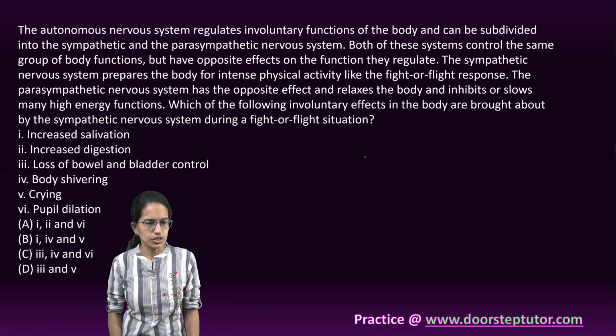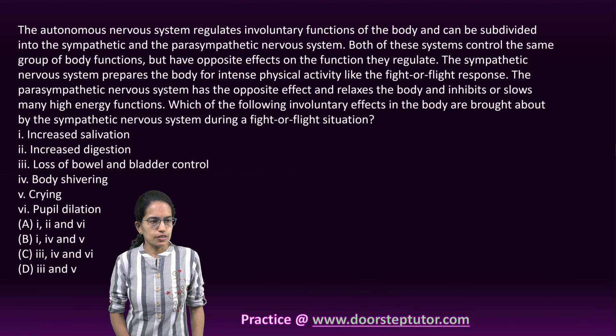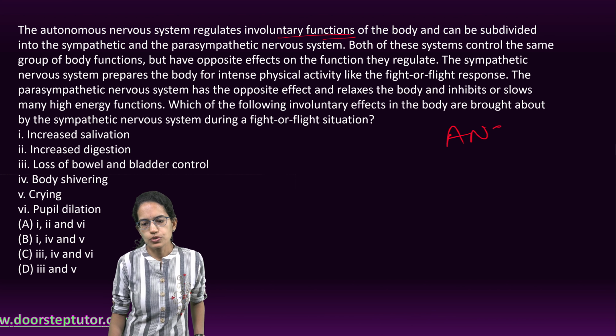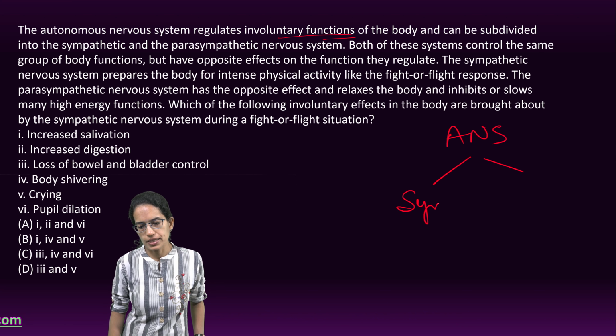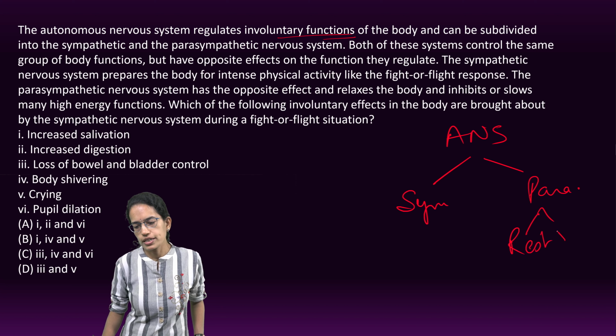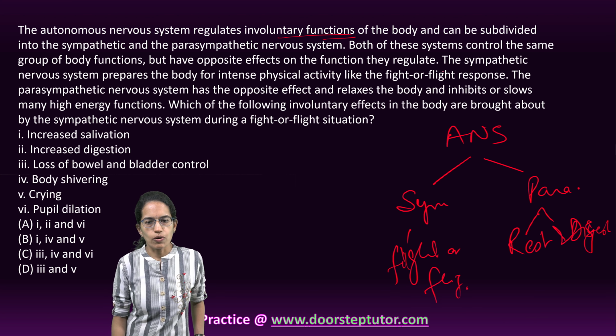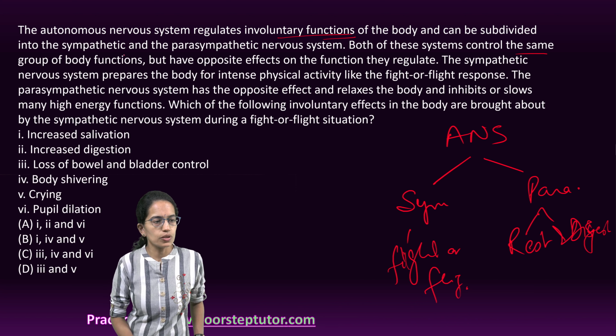Again a direct question. Now here, a very interesting question. The autonomic nervous system regulates involuntary functions of the body and can be divided into sympathetic and parasympathetic. The parasympathetic we call rest and digest, right? And the sympathetic is fight or flight, right? Now it already says both of these control the same functions but have opposite effects.